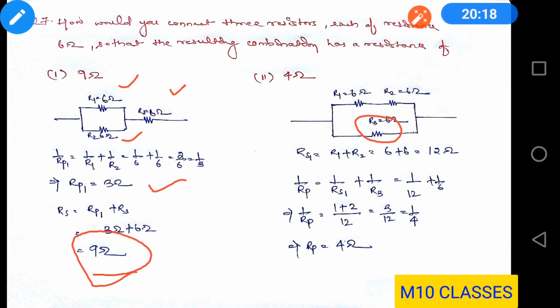Now let us see what happens if they are arranged in series. When these two 6 ohms are connected in series, the total resistance is 12 ohm. Now the equivalent resistance in parallel: 1 by Rp equals 1 by Rs plus 1 by R3, and you'll get Rp equals 4 ohm. So this is the way you find how to arrange the resistors.